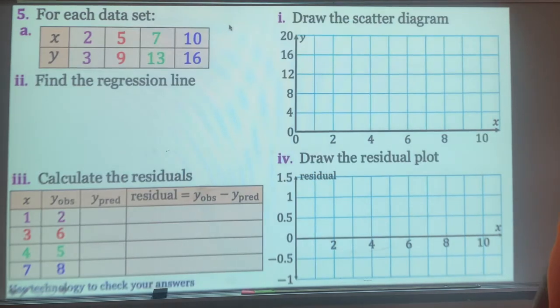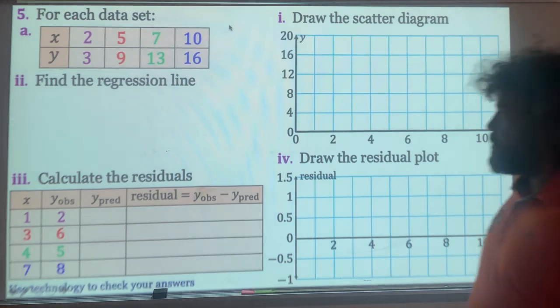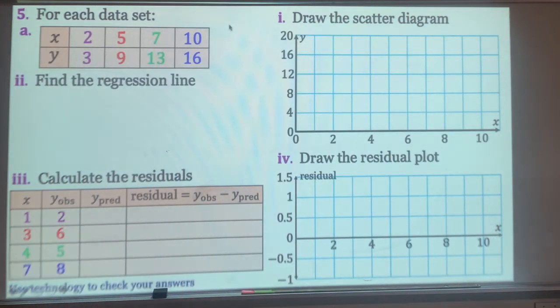All right, let's go to number 5. Number 5 says, for this data set, what you're going to do again is find the regression line using your calculator. You're going to calculate the residuals and then use technology to check our answer. So, go. Type in your stuff. Type in your lists.